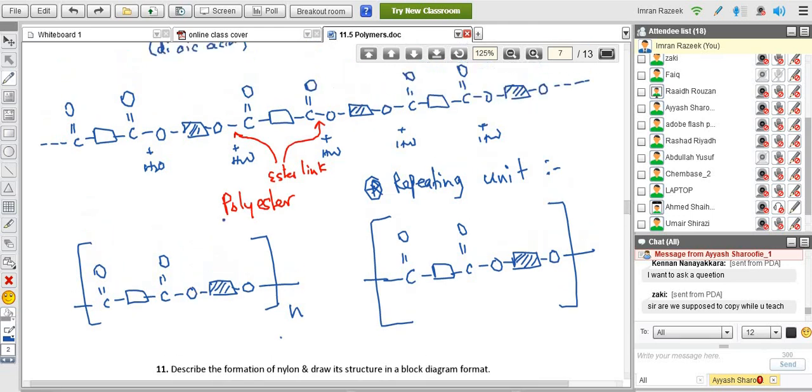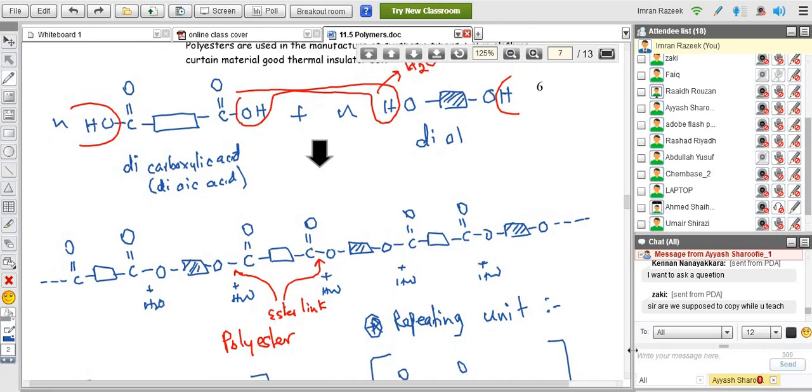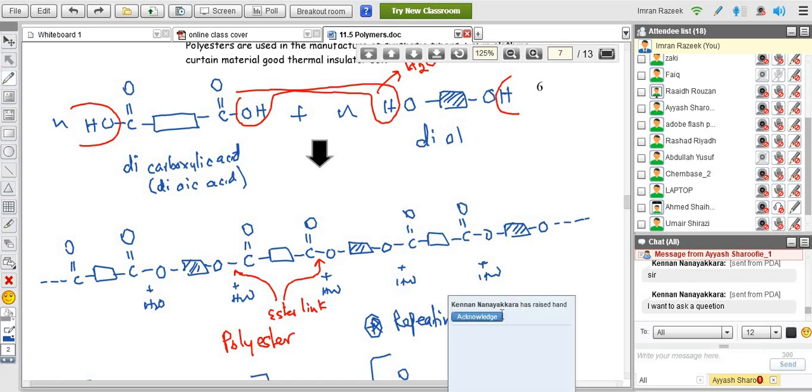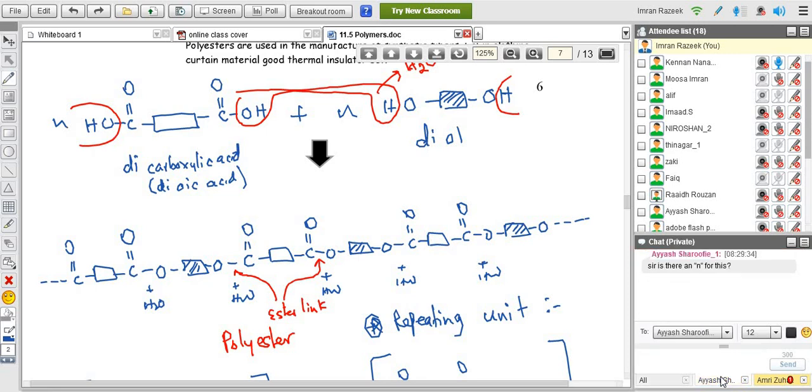You need not copy while I'm explaining. I'll give you time to copy. So we'll see the questions now. 1 second. Who has raised the hand? Okay. Yes, another question, yeah. Sir, what is meant by an ester link?